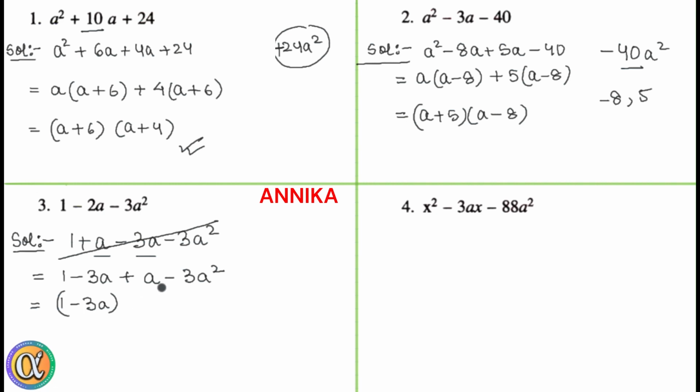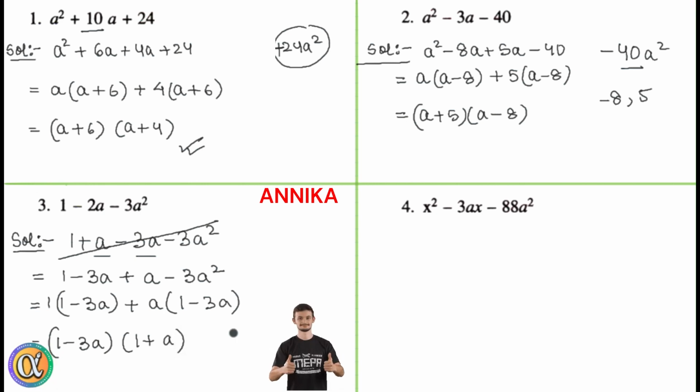Oh no, we need to first take common from the other two terms. What is common in the third and the fourth term? So a. A is common. Okay, so we get a minus 3a, 1 minus 3a. Now here we can just put a 1. So this is 1 minus 3a multiplied with 1 plus a. Okay, now this is how we do this question.